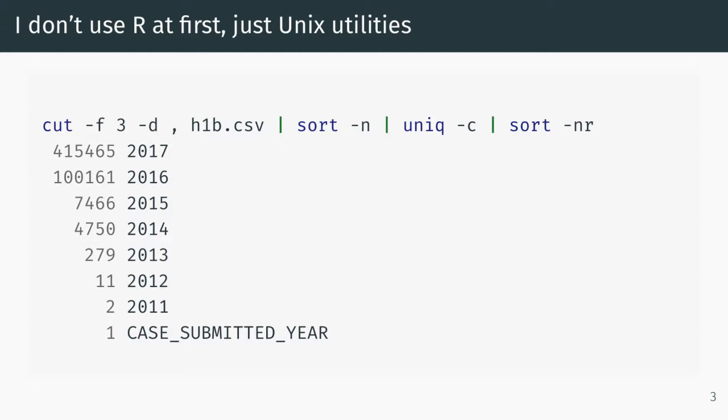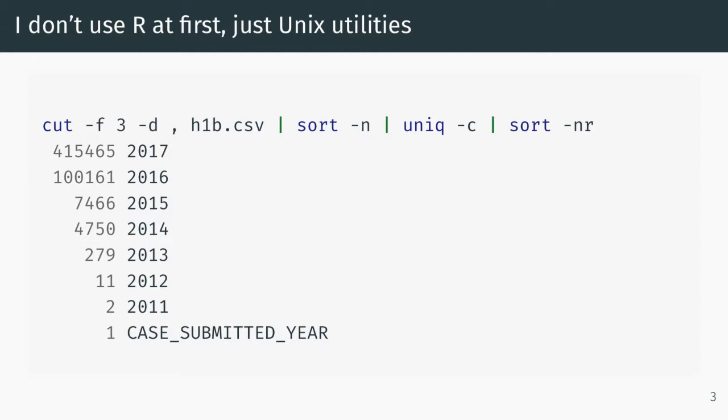So it says cut -f3 -d, comma, and then the name of the file. The -f is which field I want to, I was going to say column, but which field I want to cut from the file. So cut is column oriented. And I've chosen to cut the third field or the third column. -d stands for delimiter, and that's the delimiter between columns. In this case, it's a comma because it's a comma-separated values file. And the name of the file is h1b.csv.